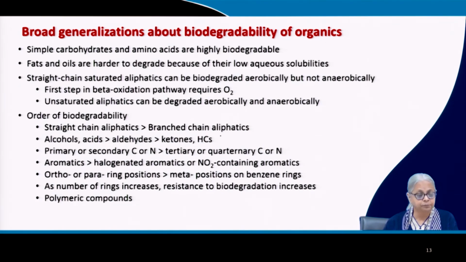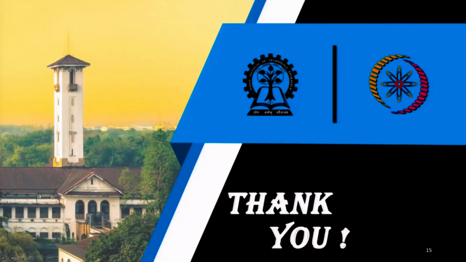Hydrocarbons are what you see in petrol. Primary and secondary carbon and nitrogen is easier to degrade than tertiary or quaternary carbon and nitrogen. Aromatics are greater than halogenated aromatics or nitrate containing aromatics. Ortho and para ring positions are easier to degrade than meta ring positions on the benzene ring. As the number of rings increases, resistance to biodegradation increases. Simplest example, benzene versus naphthalene. Naphthalene has 2 rings, benzene has 1 ring. Naphthalene is much harder to degrade compared to benzene. And then polymeric compounds.